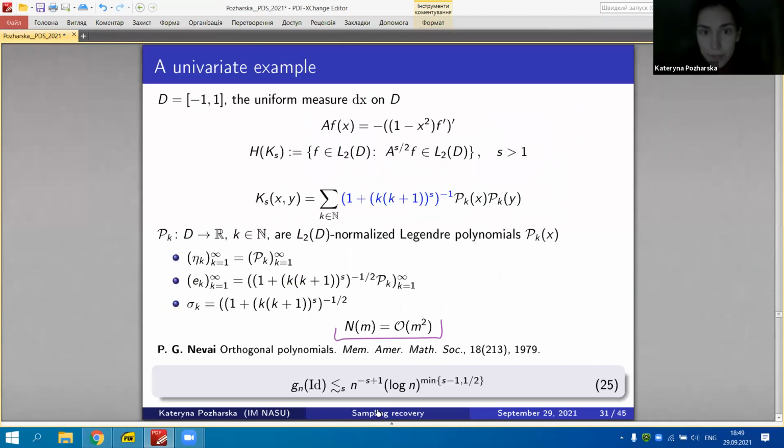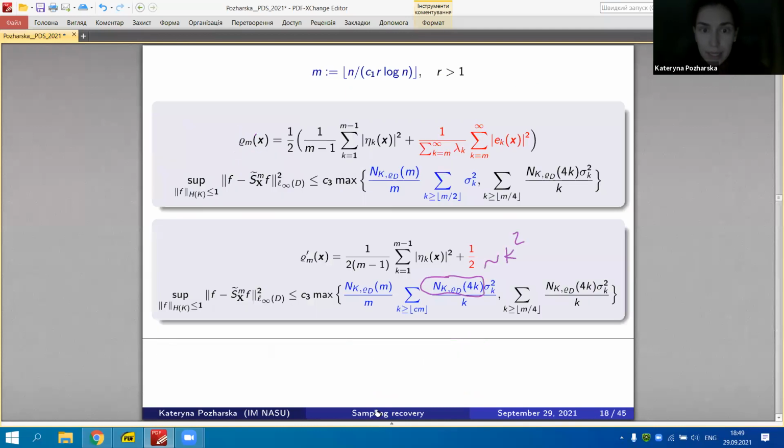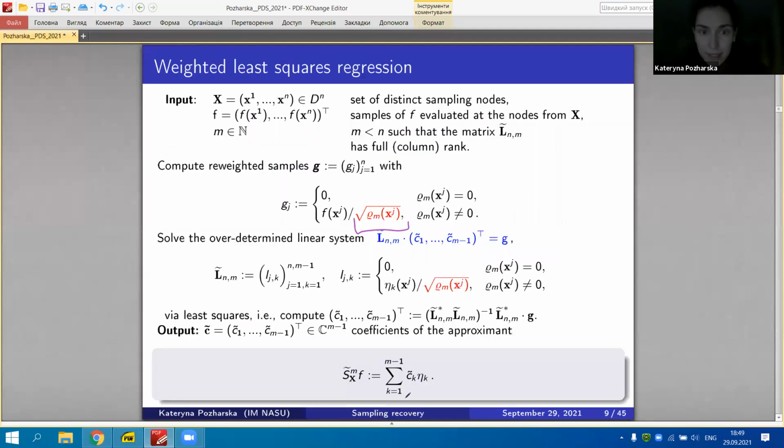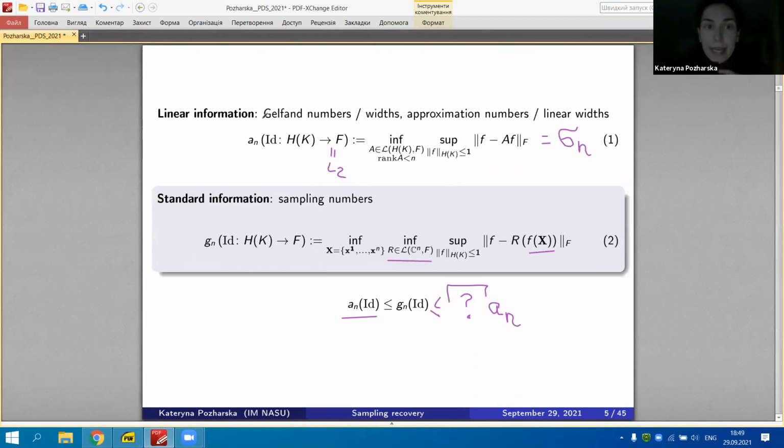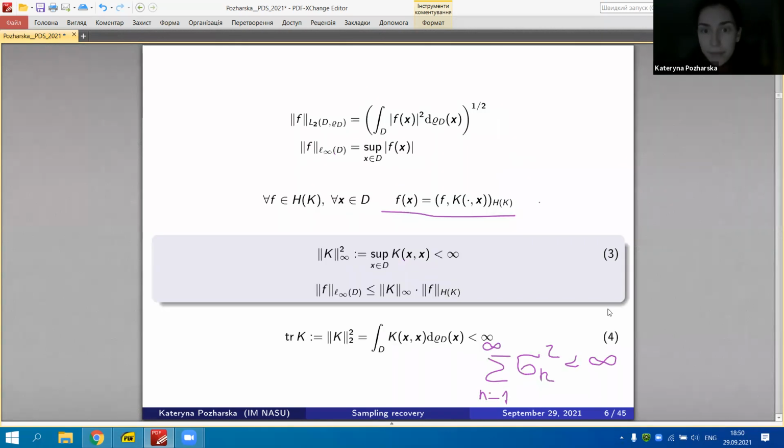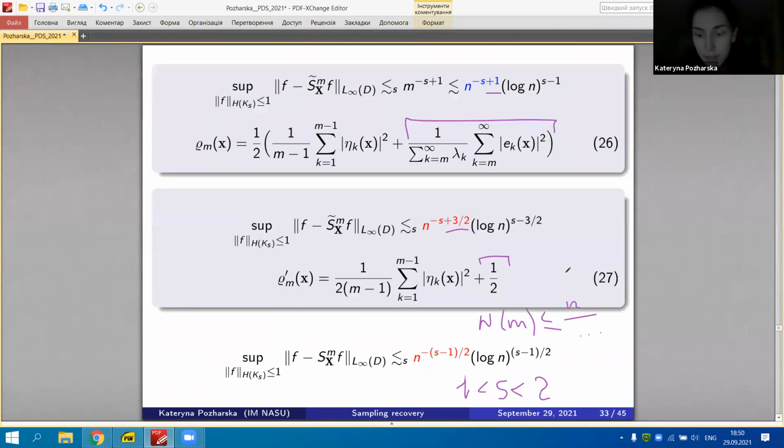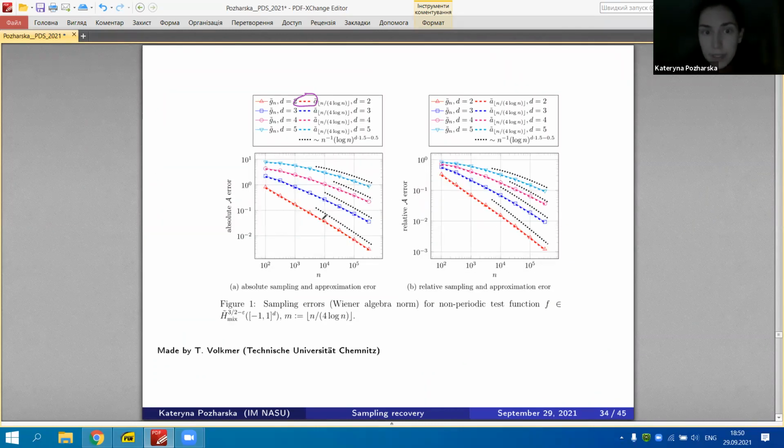That is, I will turn to the beginning. I started with these two definitions. The first one is the minimal worst case error that can be achieved using linear information, using linear continuous functionals. The second approach is with respect to random points. In that picture, we compare the estimates of the two approaches, and we see that this AN and GN behave almost the same. They almost coincide.